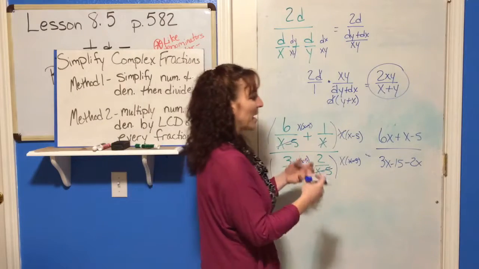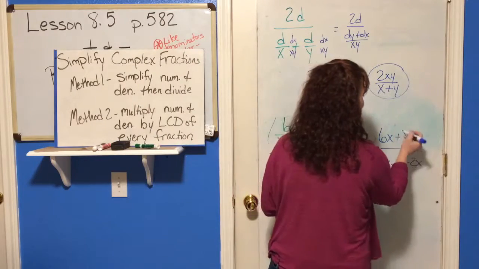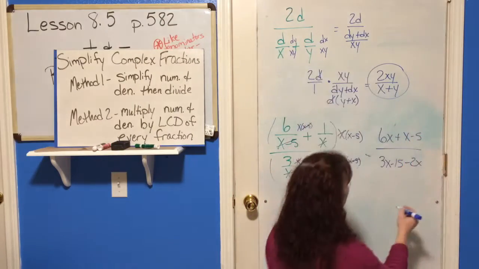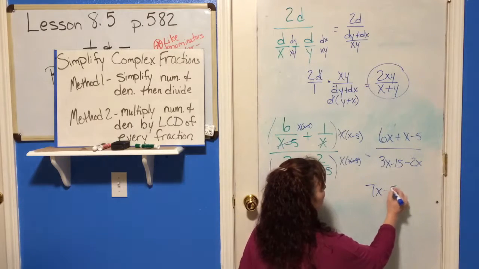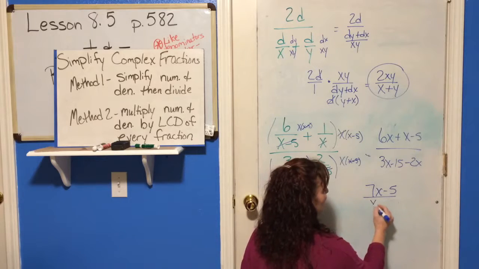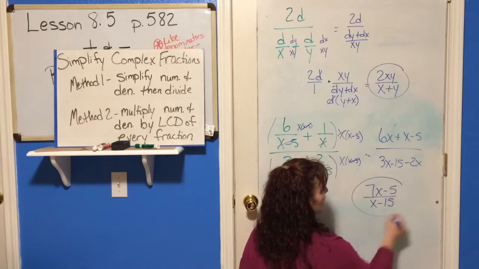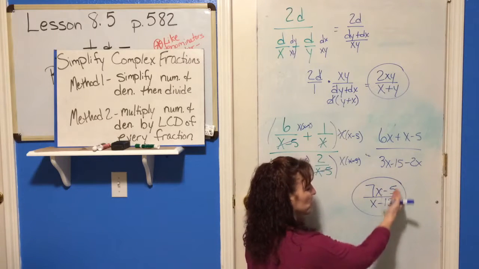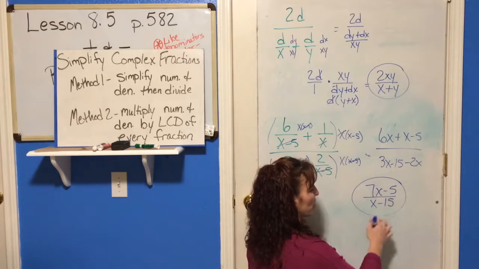Now you're just going to combine like terms. 6 plus 1 is 7x. So that's going to be 7x minus 5. And this is 3x minus 2x, which is x minus 15. And once again, be careful, you can't reduce the 5 and the 15 because they're part of a binomial.